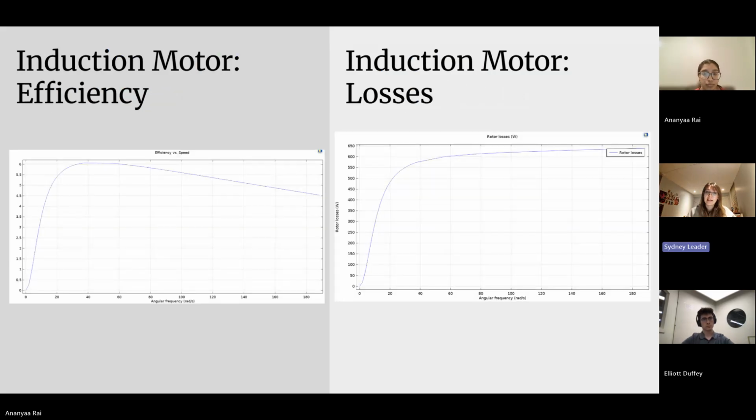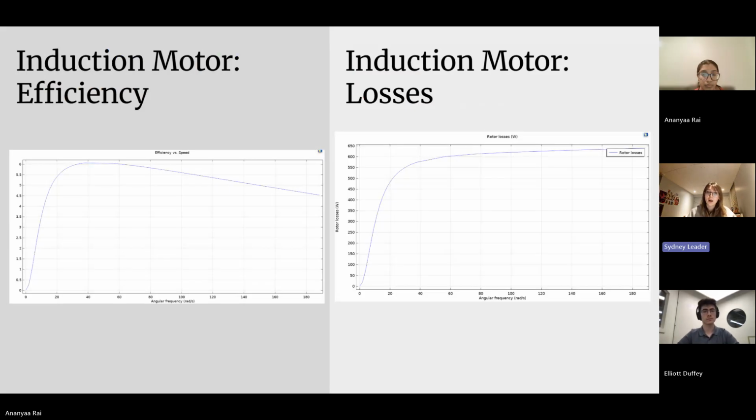Looking at efficiency and losses, a high efficiency means that there's less waste and it is actually cheaper to run the motor. This efficiency graph shows that there's a maximum efficiency of 6% during the operation of the induction motor. As stated earlier, the efficiency would increase when a load is applied to the system, which we did not model. We are just showing the operation of the induction motor on its own.